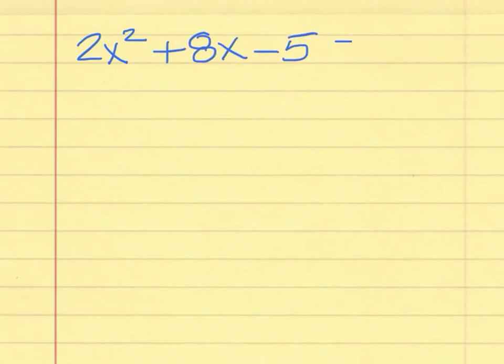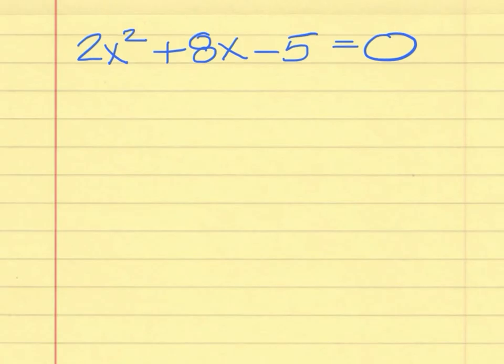The following is a practice problem. Practice problem is 2x squared plus 8x minus 5 equals 0. On this problem, I will tell you that the answers come out to be decimals. And when you get decimals for an answer, you have to round it to the tenths place.